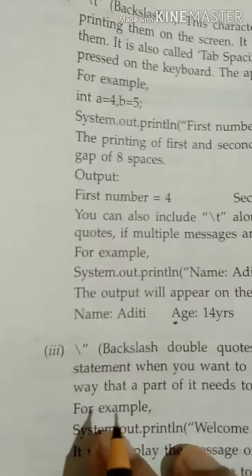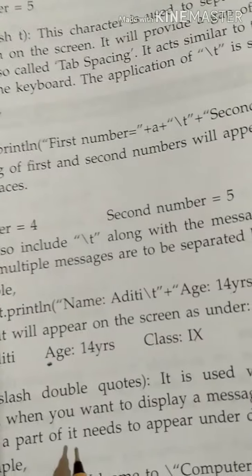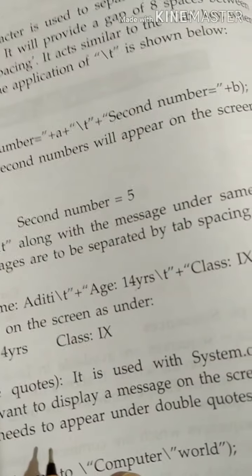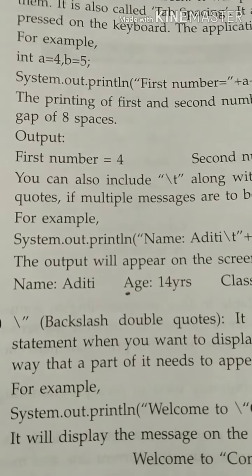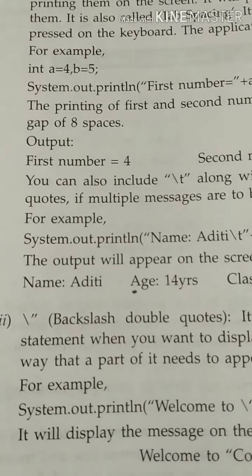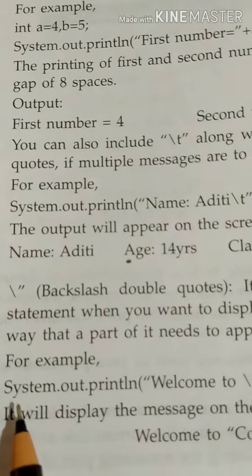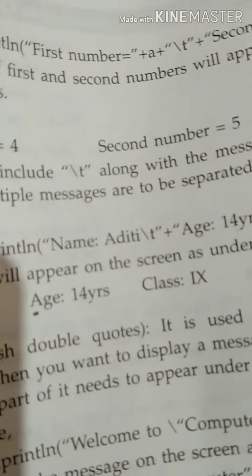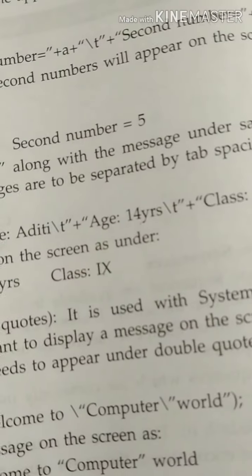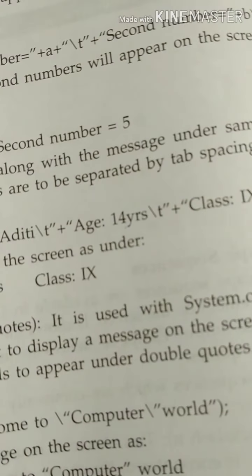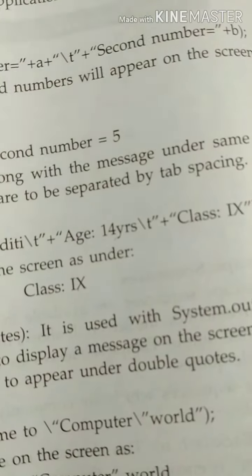So it needs to appear under the double quotes. If you want any words to appear under the double quotes, then you will write like this: System.out.println("welcome to backslash double quote computer backslash double quote world").